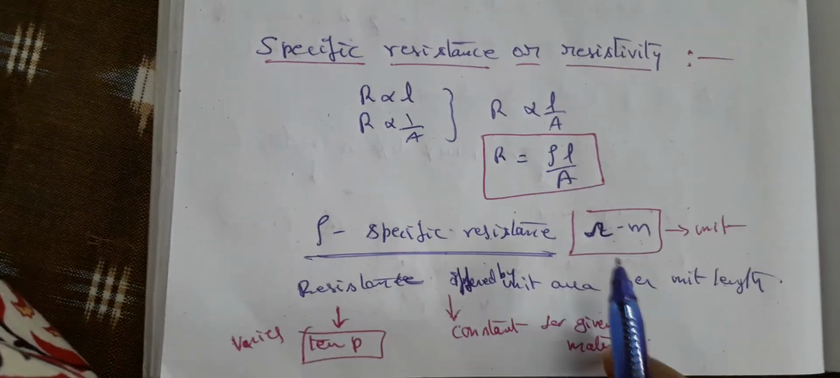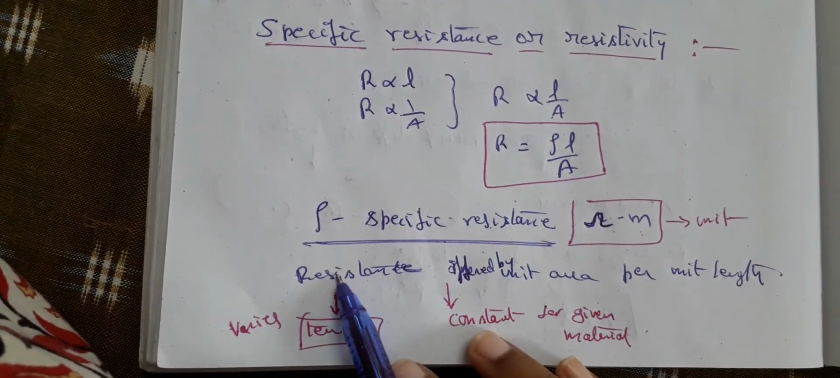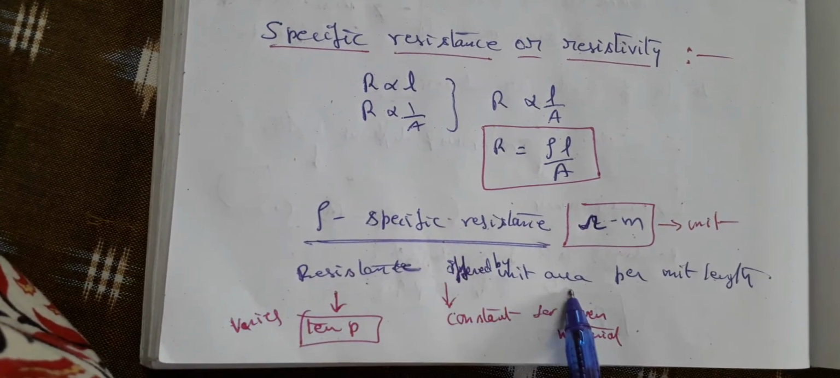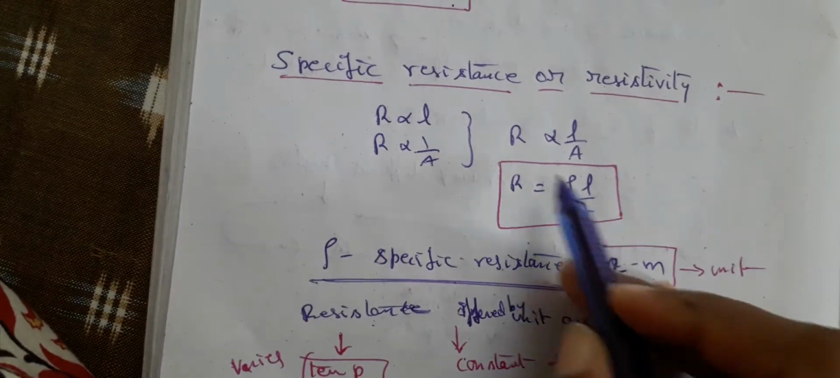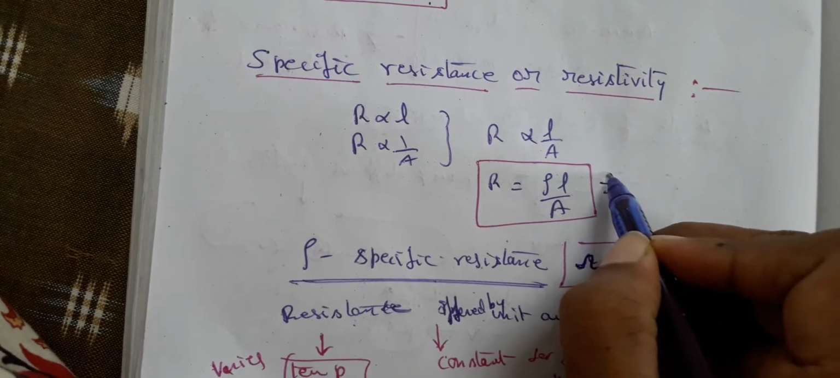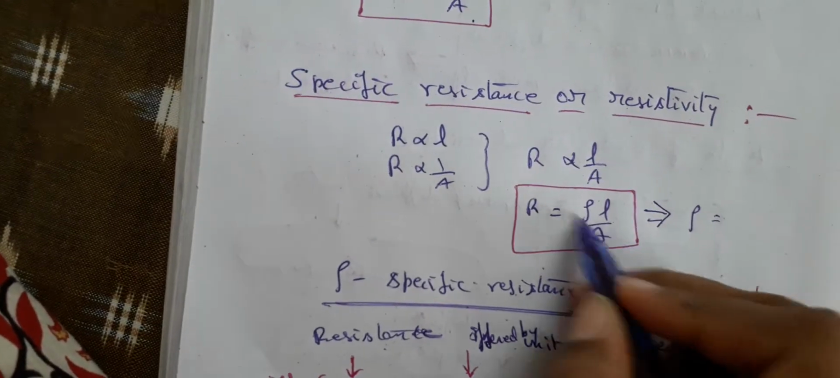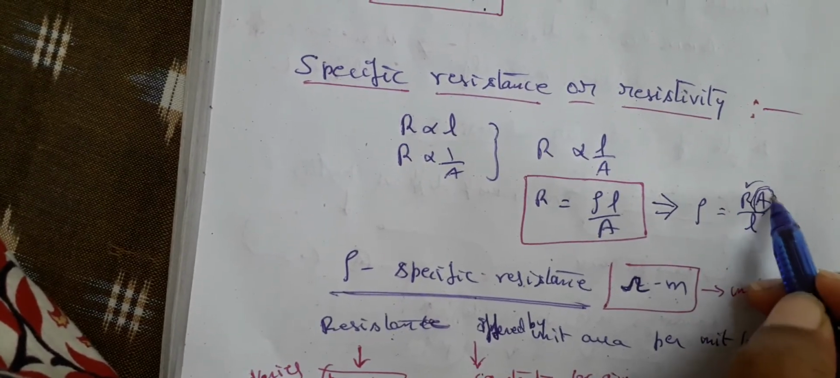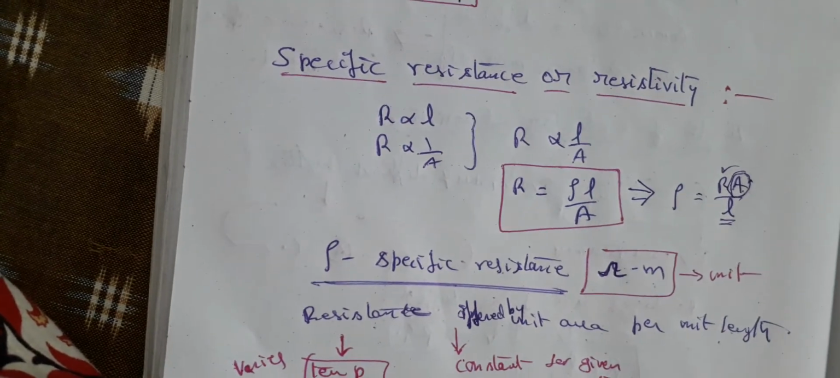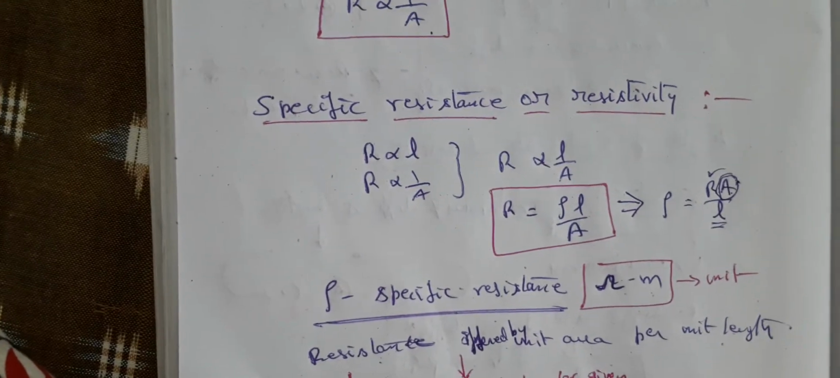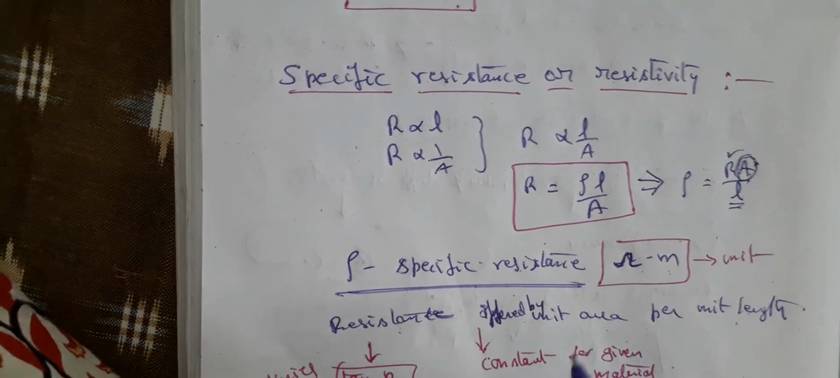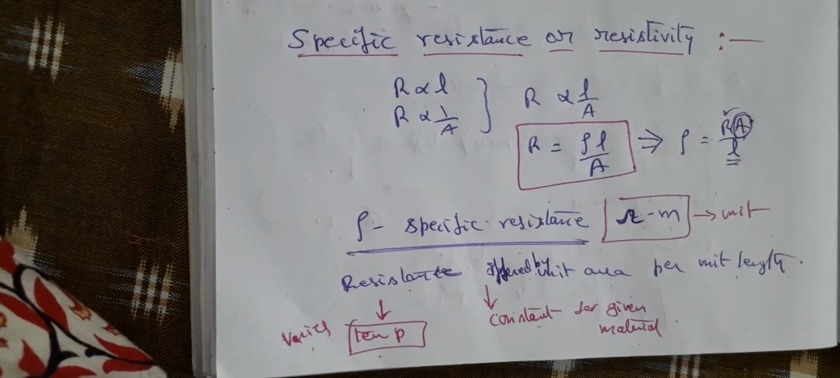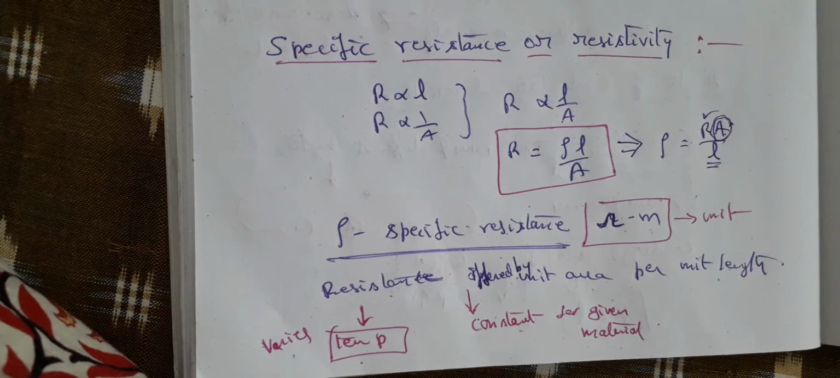Now, how to define resistivity? Resistivity is defined as the resistance offered by unit area per unit length. Why? Because from this relation, resistivity rho is equal to R into A by L, after cross multiplication by L. That means the resistance offered by unit area per unit length of the wire. So that is how we define resistivity. This resistivity varies with temperature but is constant for a given material.